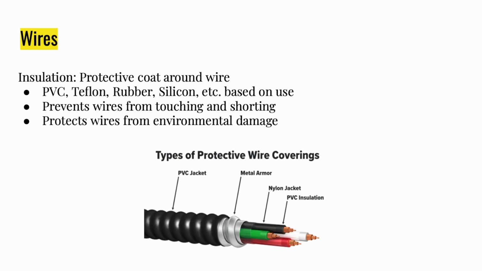Finally, insulation is a protective coat around the wire. It can be many different materials, each performing differently based on things like the environment, the temperature, and the voltage of the circuit. The insulation prevents wires from touching each other and shorting, as well as protects the wires from environmental damage.